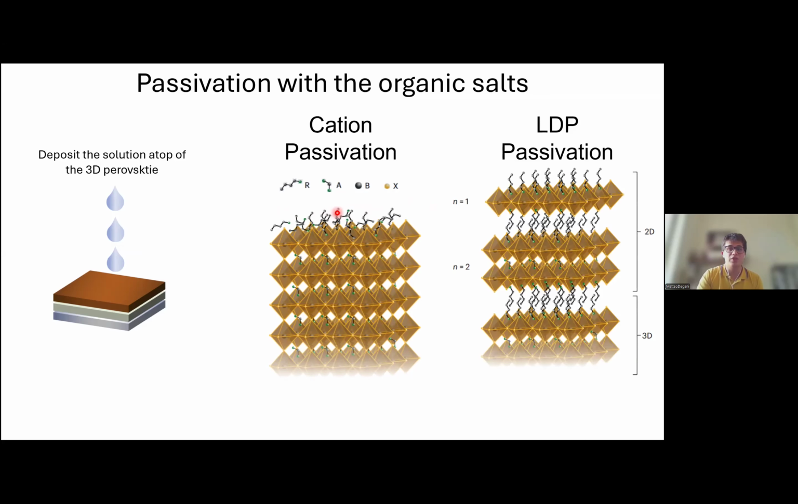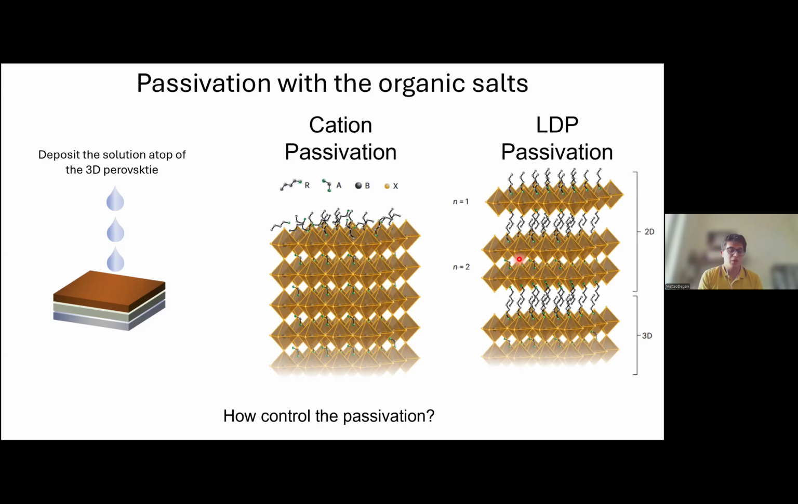The second is the so-called low-dimensional perovskite passivation, where this organic salt reacts with the top of the surface of the 3D perovskite, forming a pure 2D perovskite, in the case n is equal to 1, or a quasi-2D perovskite, where between the two organic layers more than one lead octahedra are present, and we can find n equal to 2, 3, 4, etc. This is another kind of passivation, where the precursor reacts with the 3D perovskite and forms this material.